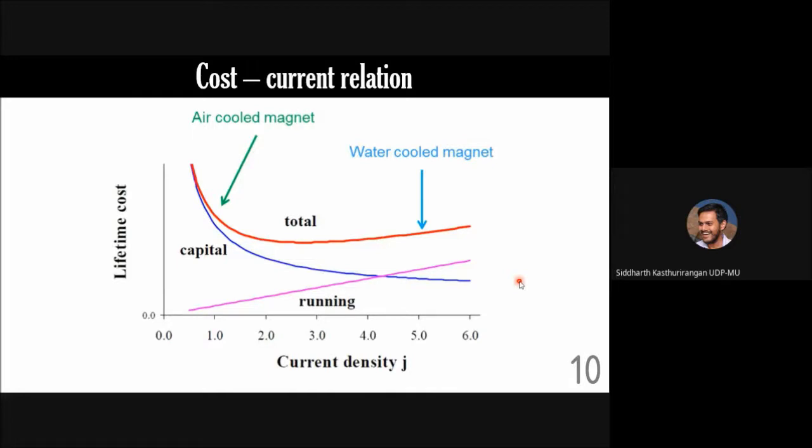There is another interesting idea which has to go in at the design stage of the accelerator. Basically, you can have different types of magnets with different current densities in the coil. Okay. If there are large current densities in the coil, then you need the magnet to be water cooled. If there are only small current densities, then you can make do with air cooled.